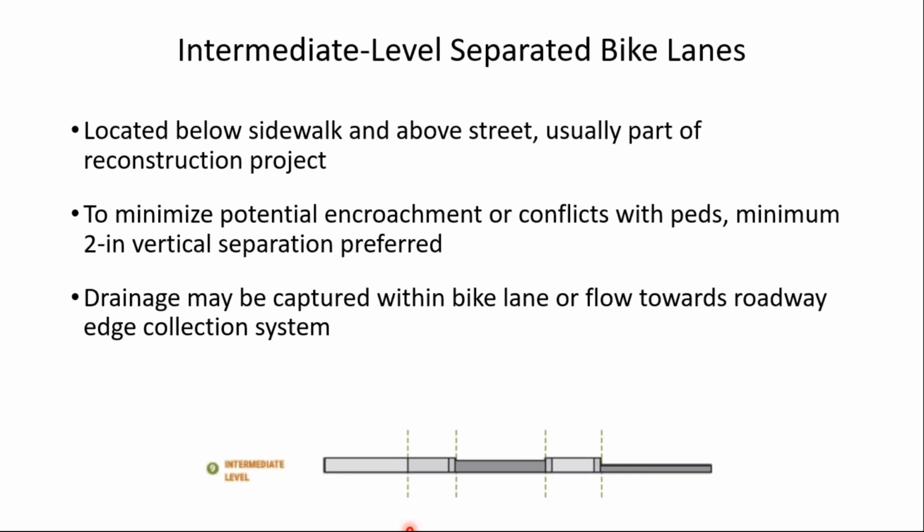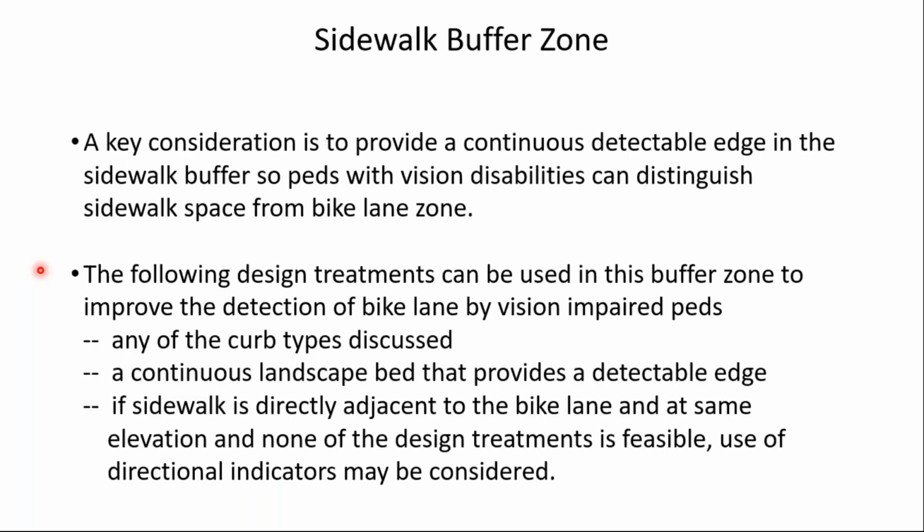And then we could have intermediate level separated bike lanes where the street is here, the sidewalk is here, and the bike lane is at some elevation in between. But again, as I mentioned earlier, to minimize potential encroachment or conflicts with the visually impaired pedestrians, I would suggest a minimum 2-inch vertical separation. I think I mentioned many of these things, the sidewalk buffer zone.